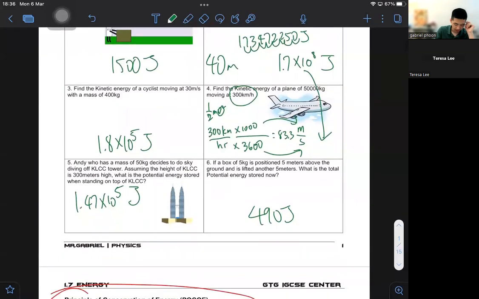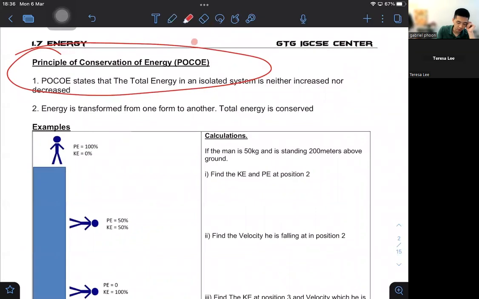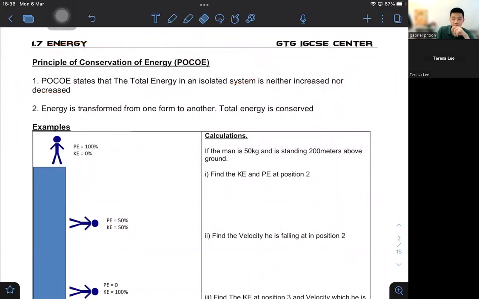Okay, good, excellent. Now we move on to the most important part of this chapter, which is the principle of conservation of energy. This concept is very similar to what you learn in momentum. In momentum, the principle of conservation of momentum states that the total momentum before collision is equal to the total momentum after collision. In this scenario, the principle of conservation of energy basically states what Einstein stated: energy can never be created nor destroyed. It will always be conserved from one form to another.